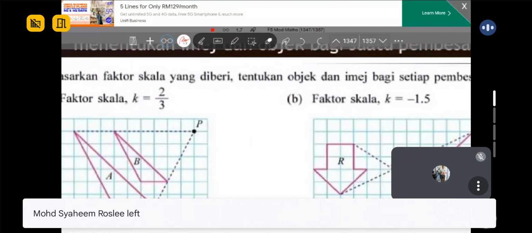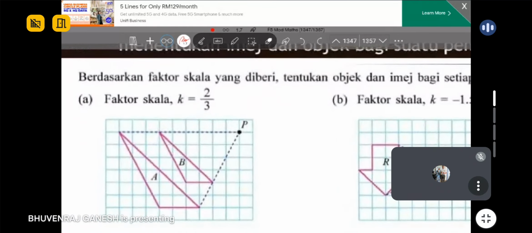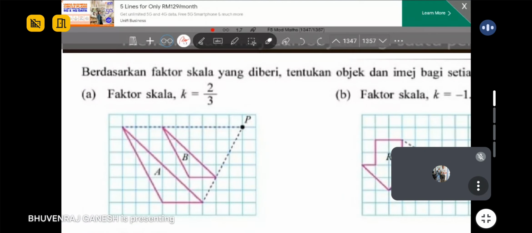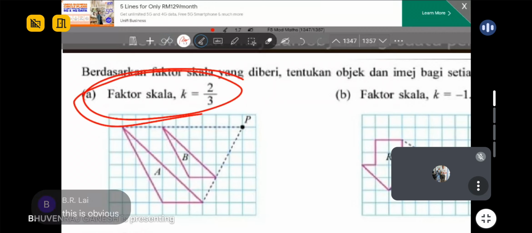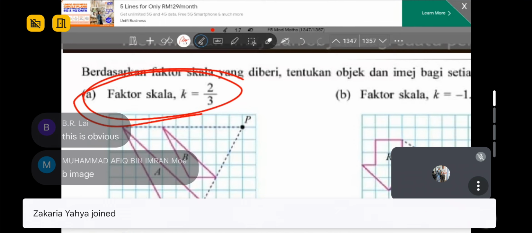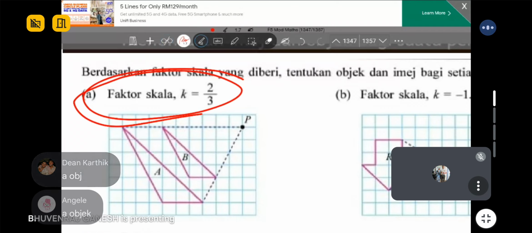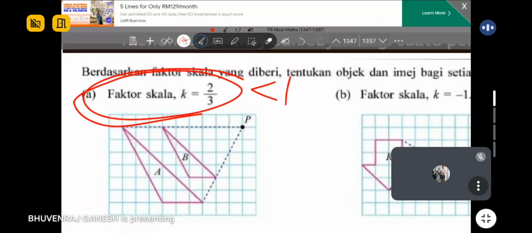Okay, guys. From this question, can you determine the object and image? Which one is the object? Which one is the image? Based on the scale factor. B is the image, A is the object, because the scale factor is smaller than 1. If the scale factor is smaller than 1, it means the image is smaller than the object.